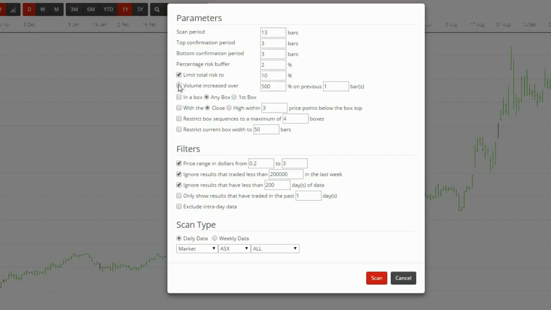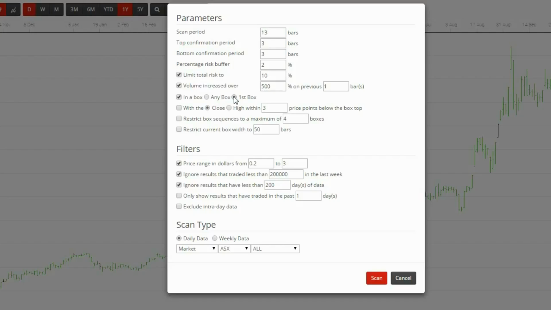If you tick the volume increased over 500% on the previous one bar, you are asking the software to find a volume spike within the recent history. You are able to choose whether you want the scanner to show charts that are in any box or are just in their first box. We prefer to tick in a box, then first box, as this gets us into an early established trend.